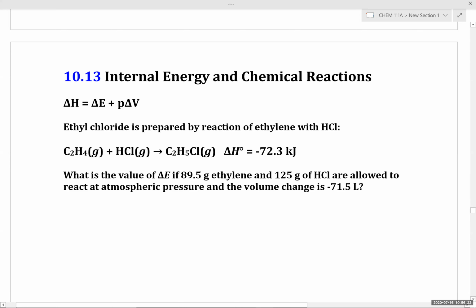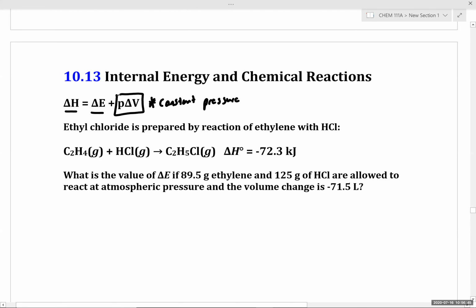Okay, so internal energy and chemical reactions. So under constant pressure, that's our stipulation, the enthalpy and internal energy are related to each other by this P delta V term.